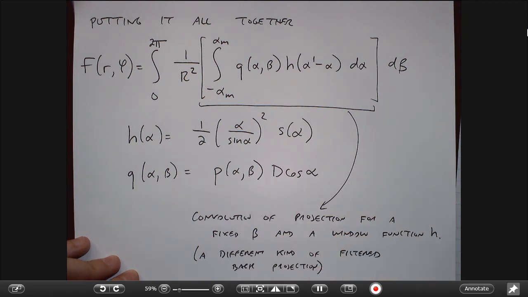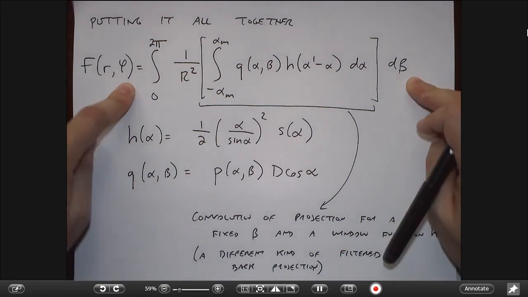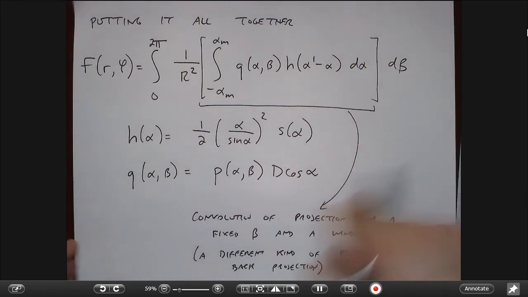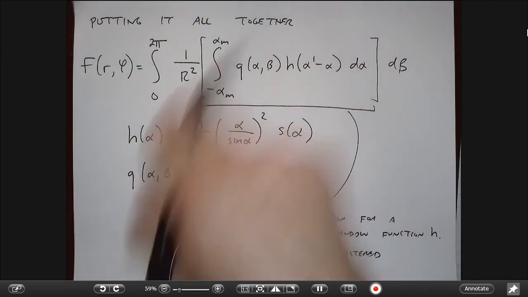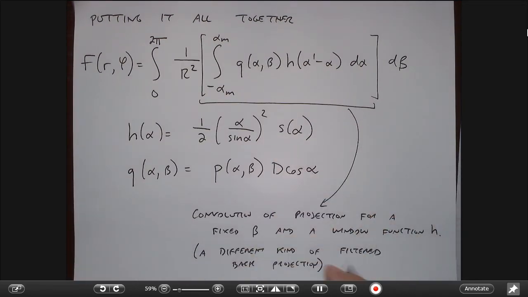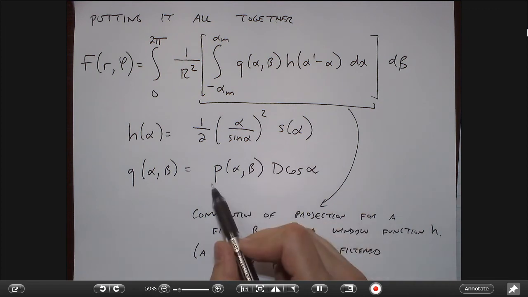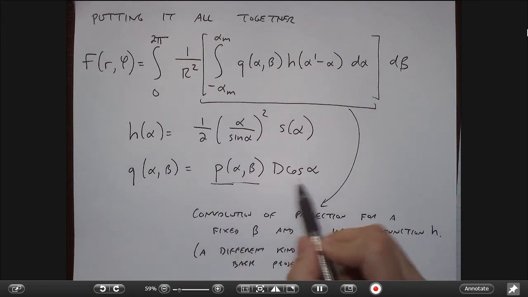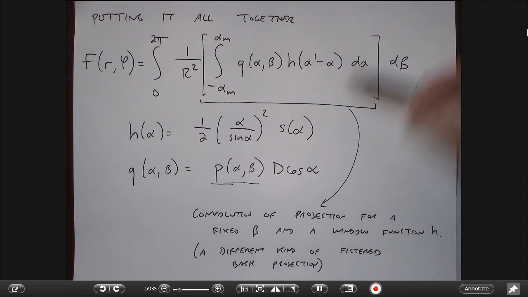And then this outside thing basically says sum up these back projections as I go all the way around the circle, right? So this is just a different way of thinking about filtered back projection, right? So these are my projections. I modify them a little bit with this cosine alpha term.